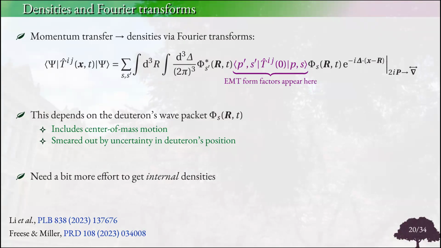You can see the dependence on the Deuteron wave packet. So it's smeared out by the Deuteron's actual momentum and velocity. So you need to do a bit more effort if you want to try to get internal densities instead of stuff that depends on the wave packet. And I'm going to follow some of the formalism worked out by Yang Li and collaborators, as well as me and Jerry.